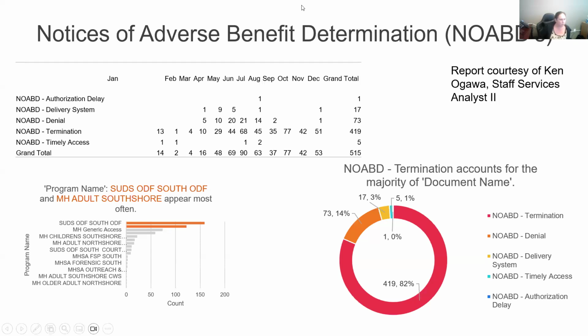Go ahead, Marty. Yes, just curious, does this include the hospital denials as well? I know it says denial there, but does that include the acute hospitals? Yes. So the ones that you supplied to me, Marty, those are included in those numbers. Perfect, thank you. All right, so if there are no other questions, I'll go ahead and move on.